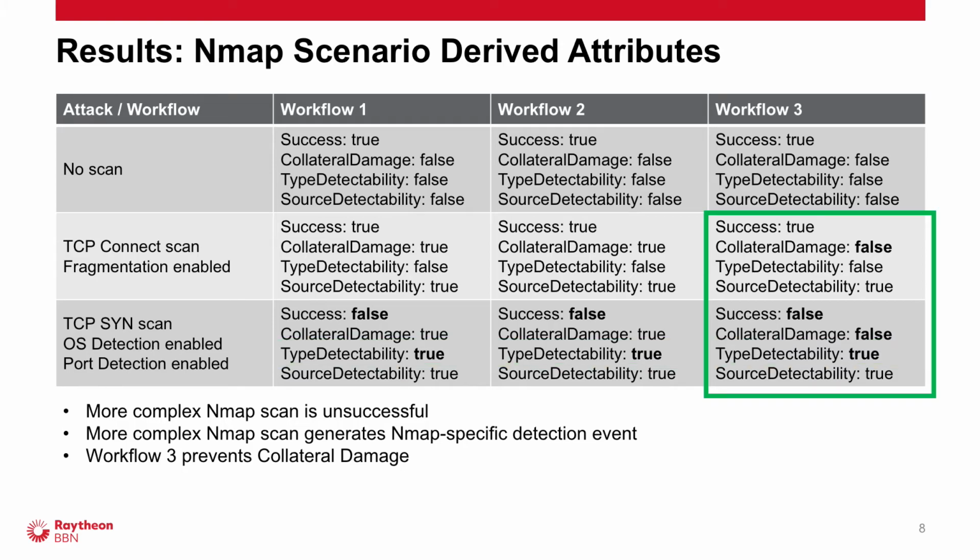And then finally, we can see that workflow 3 actually prevents collateral damage. If we compare these boxes in the green with the other boxes, not the top one, but perhaps the ones on the left, we can see that workflow 3 is preventing collateral damage by helping to restart this vulnerable service.